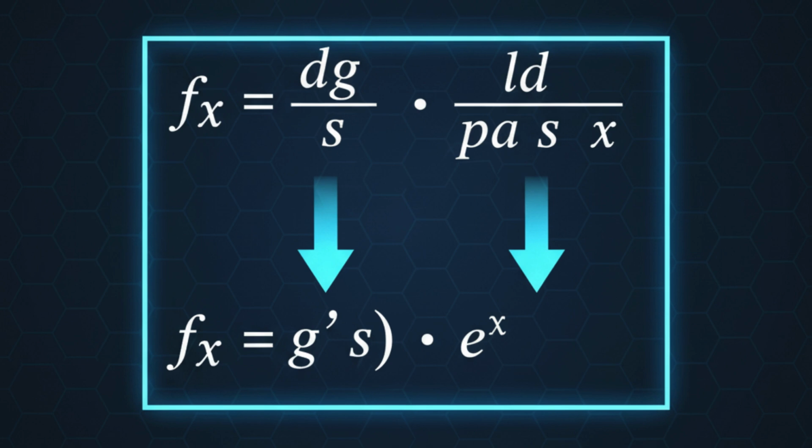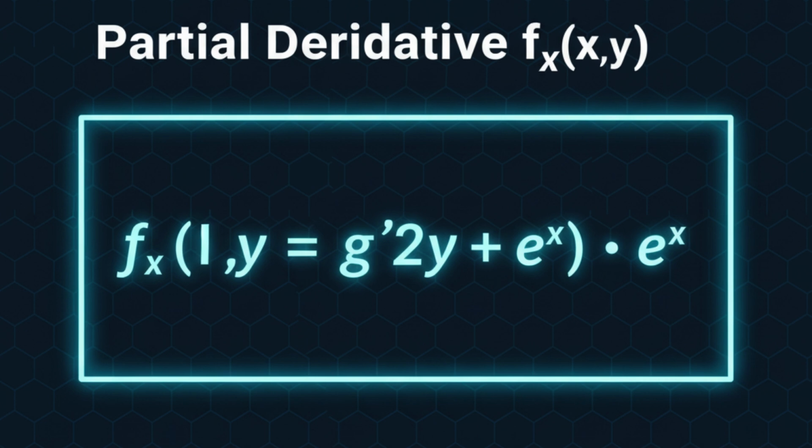Now, let's check the statements. Statement 1 says the maximum directional derivative is the square root of 5. This maximum value is just the magnitude, or length, of our gradient. The magnitude of the vector (-1, -2) is the square root of (-1) squared plus (-2) squared, which is the square root of 1 plus 4, or the square root of 5. Statement 1 is true.